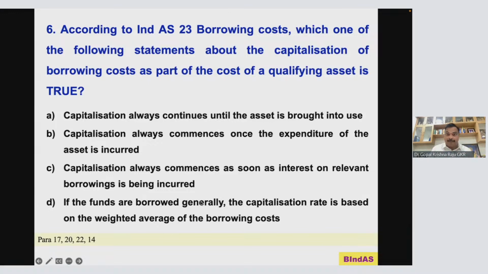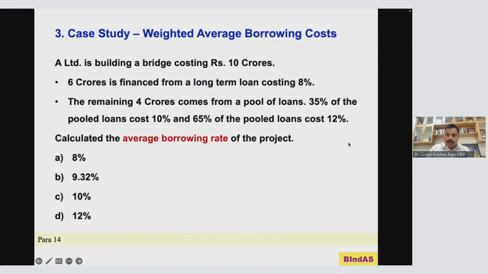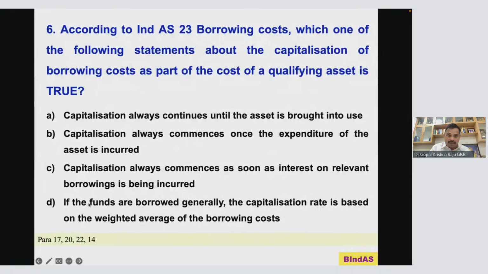If the funds are borrowed generally, that means you have, for example, 3 kinds of loan taken at 3 different interest rates, like this question. You have 6 crores at 8%, and 4 crores at 10% and 12%. Then what is the average rate of borrowing? You have to multiply and then divide by 10 crores. So take 8% into 6 crores plus 10% and 12% of the 4 crores, and divide by 10 crores. That will be your average borrowing rate. So when funds are borrowed generally, capitalization is based on the weighted average. Okay. The answer is D.